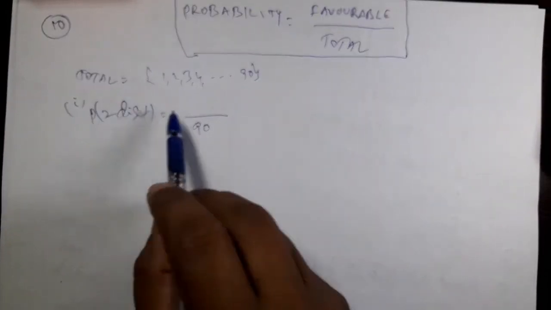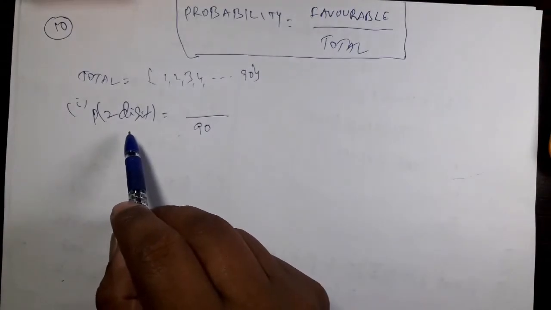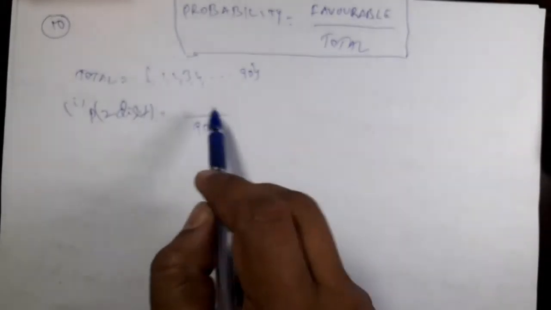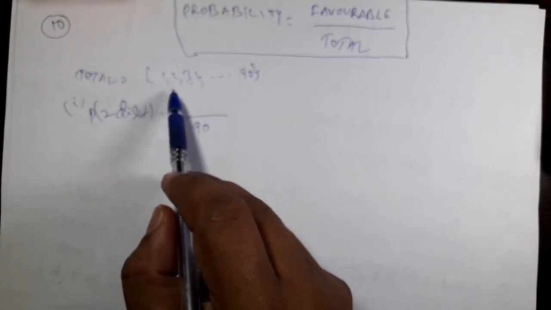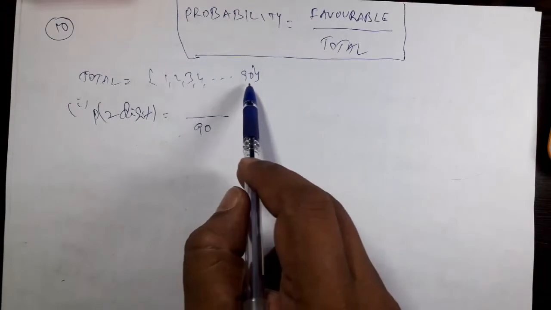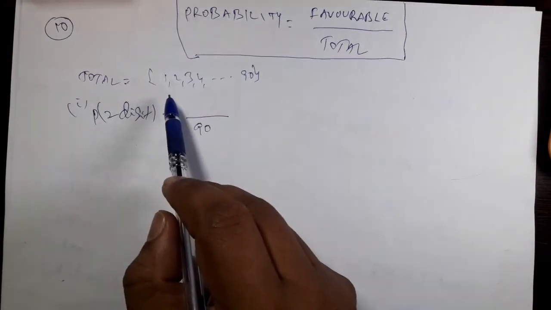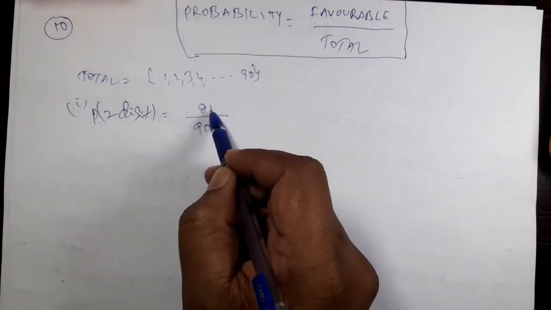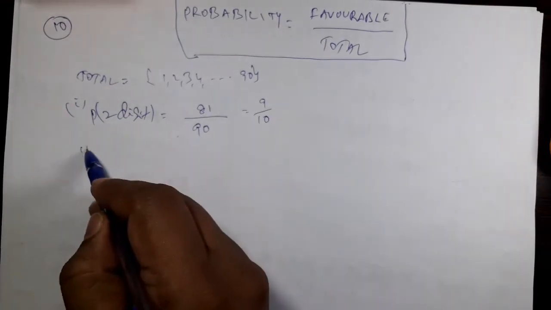For a number to be favorable to this case, that should be a two-digit number. How many of these 90 are two-digit numbers? You tell me. Yes. You leave the first 9, 1 to 9 you leave. From 10 to 90 they are two-digit numbers, right? Out of 90, if you leave 9, how many are remaining? 81. So 81 are favorable. So 9 by 10 is the answer.